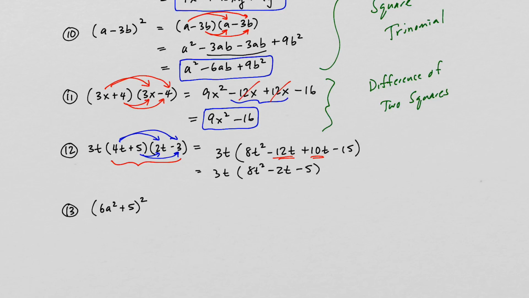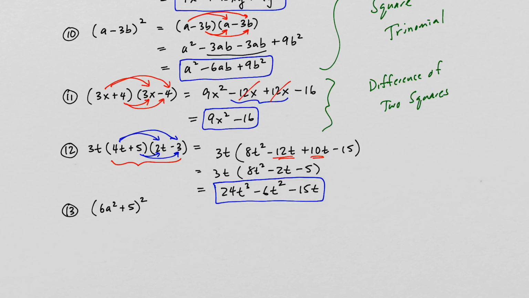And then once we have this completely simplified, like we do here, now I can distribute 3t multiplied to each one of those. And so 3t times 8t squared is 24t cubed. 3t times negative 2t is negative 6t squared. And 3t times negative 5 is negative 15t. So the key here is multiply two of them together and then multiply by the third one. You do not multiply all three at the same time.